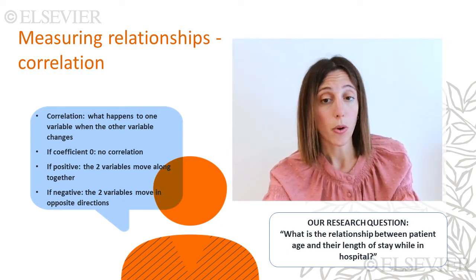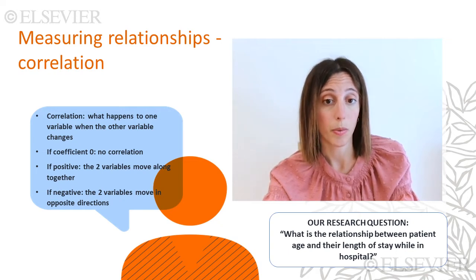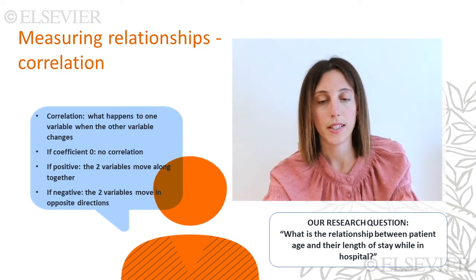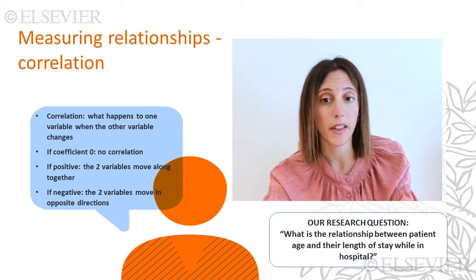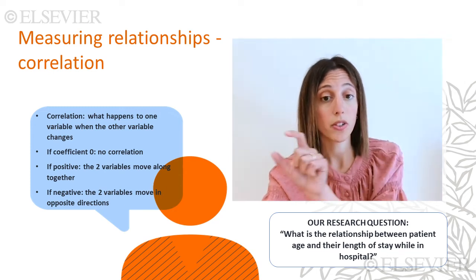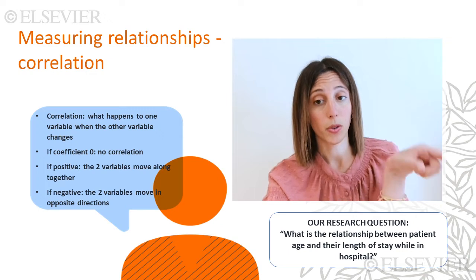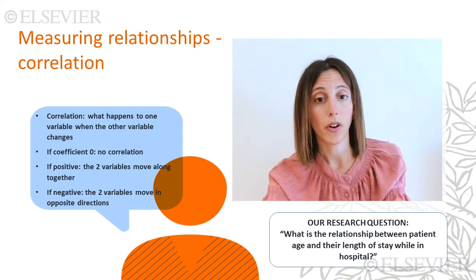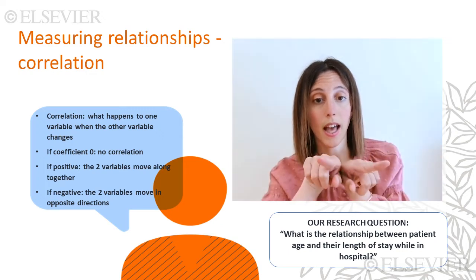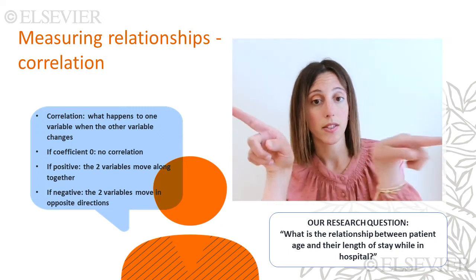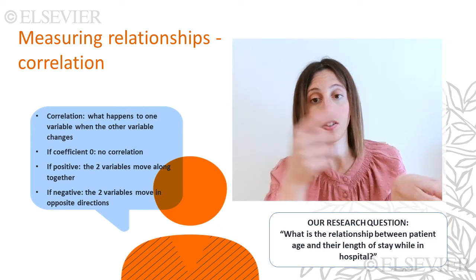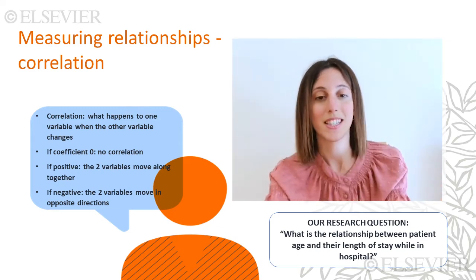If it's 0 or close to 0, it means that length of stay is independent of patient age. If it is a positive coefficient, it would indicate that the two variables move along together. When you observe longer length of stay, you find older patients. If the correlation coefficient is negative, it indicates that the two variables are linked by an opposite sign. As age increases, the length of stay decreases, and as age decreases, the length of stay increases.